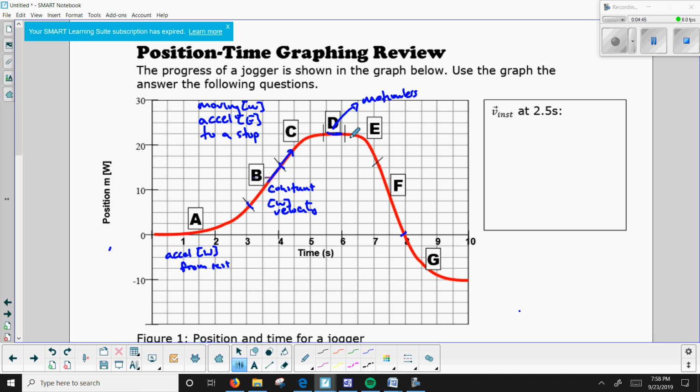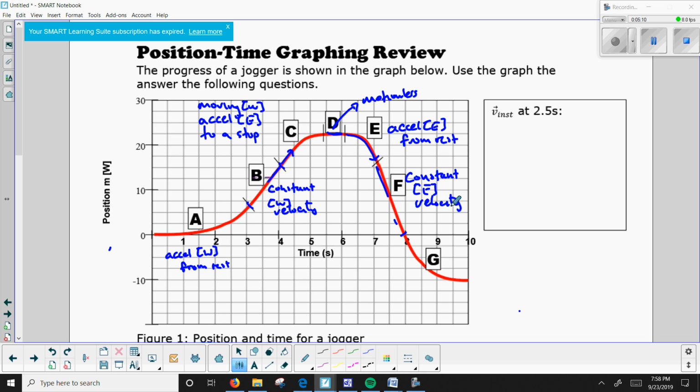And now the slope is actually increasing, but in the negative direction, which would be towards the east. So here we're accelerating eastward from rest. And then we have a nice constant slope here. So we have a nice constant velocity. This time the velocity is in the east direction.